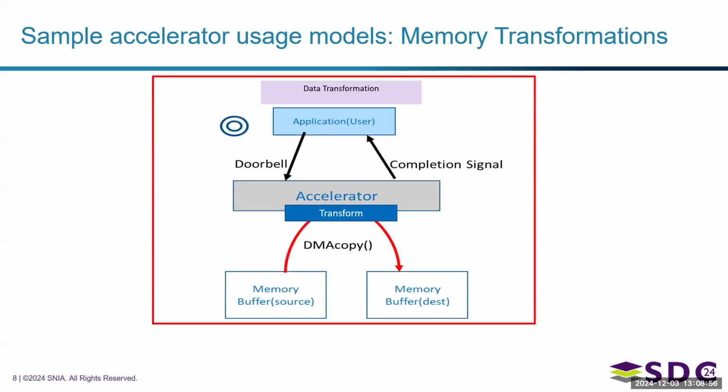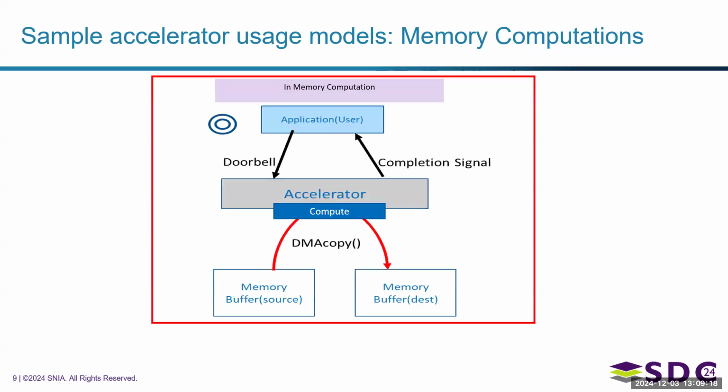This is a memory transformation use case, and the transform here applies to anything. For example, it could be compression, encryption, but anything that involves a memory to memory transform, it can be applied here. Think AI, any kind of matrix transformations as well, right?